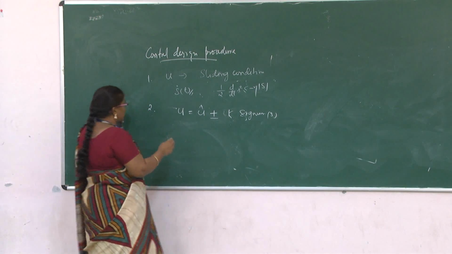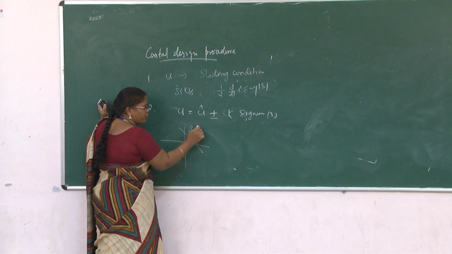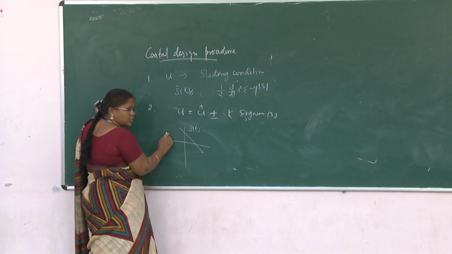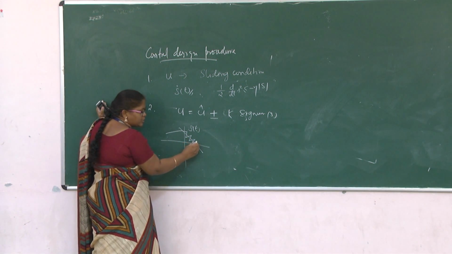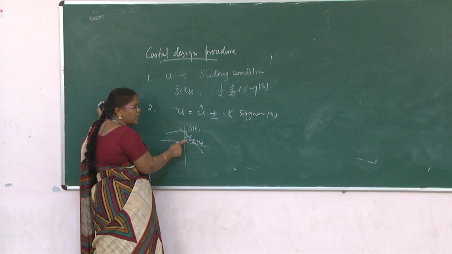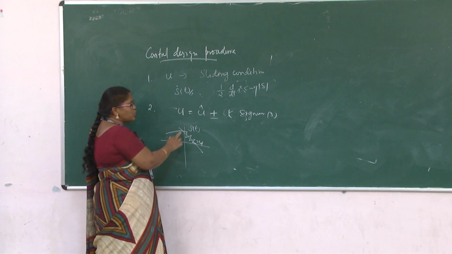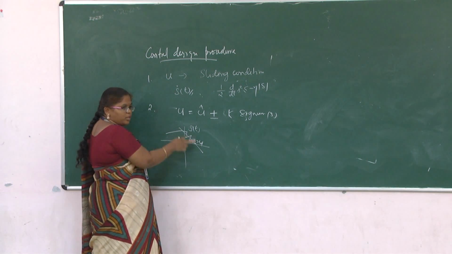I can show you in the diagram. This is your sliding surface s of t. This is my trajectory which hits the surface, and then because of the discontinuous control action, it slides like this, then it reaches xt. This is called chattering. This chattering has to be avoided, because for this chattering we need high control activity to address this issue.